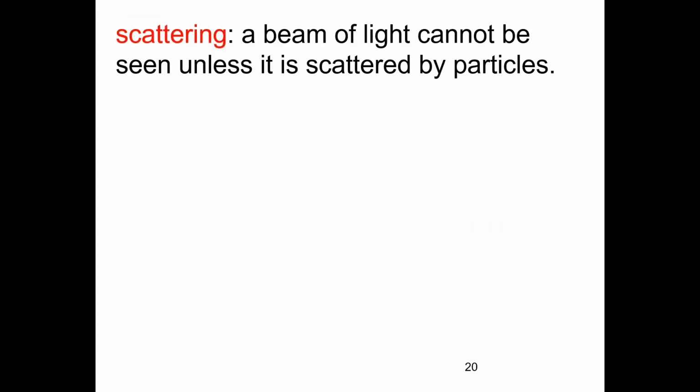Okay, next we want to talk about scattering. I know there's been a lot of different topics in this, but we're closing out the unit, and we have a lot of things left over that we need to cover. And this one's important. The next topic we discuss is scattering. Scattering means a beam of light cannot be seen unless it's scattered by particles. This is why the sky is blue, and you want to know why the sky is blue, don't you?